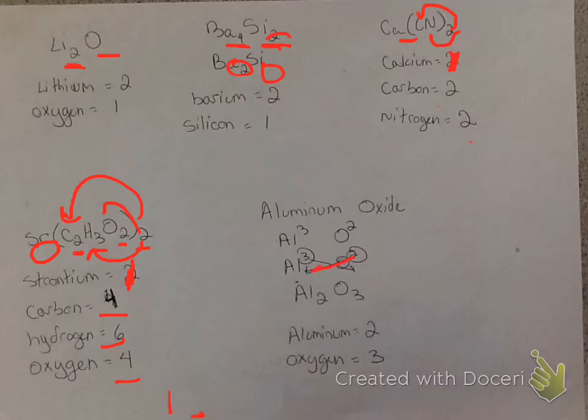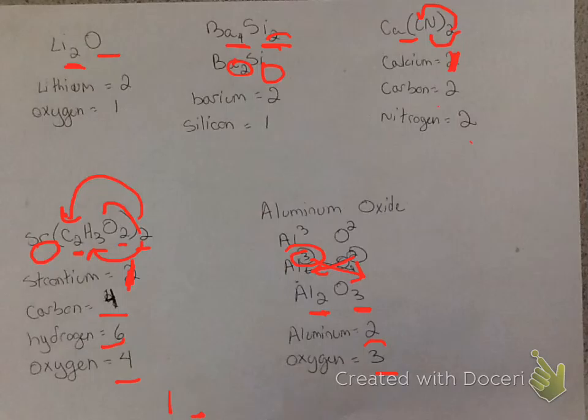So I cross them, so I know I'm going to end up with the 2 drops to the aluminum. So that is 2 aluminums. The 3 drops to the oxygen, so I know I have 3 oxygens. Can't simplify, so we end up with Al2O3 as our final answer. So if I'm figuring out how many atoms I have of each of those, I have aluminum, and there are 2 of them, and I have oxygen, and there are 3 of them, right? Because the 3 is right next to the oxygen, and the 2 is right next to the aluminum.